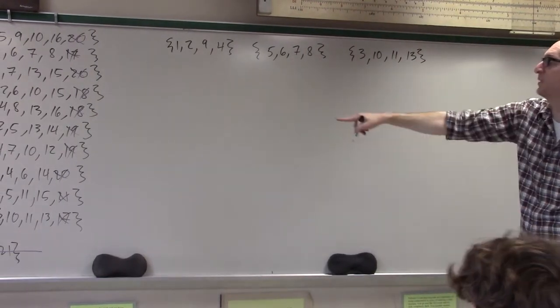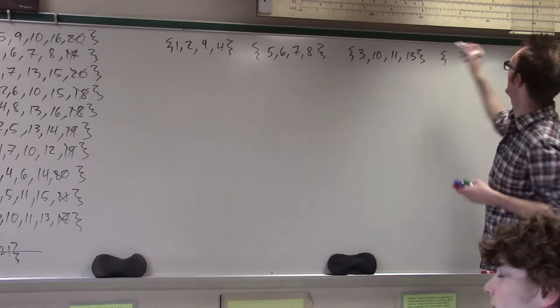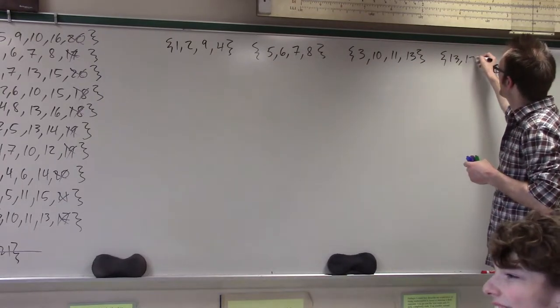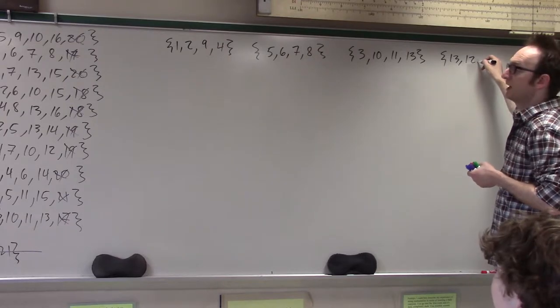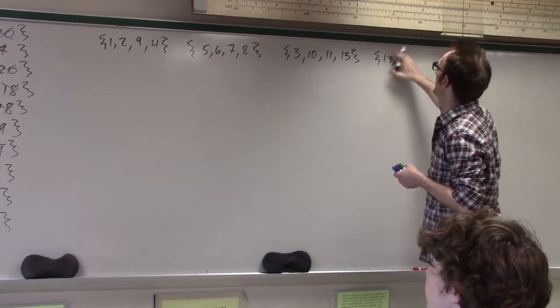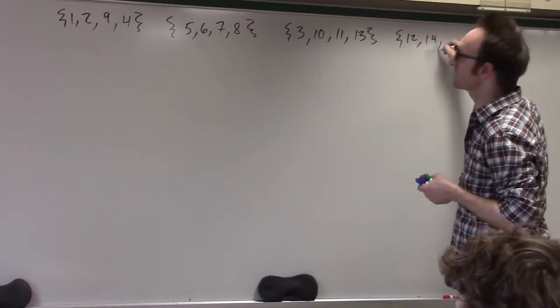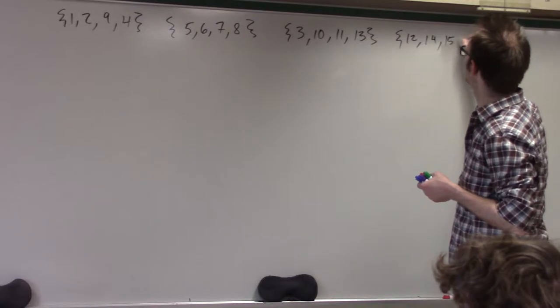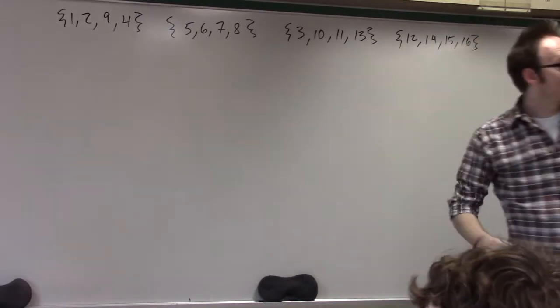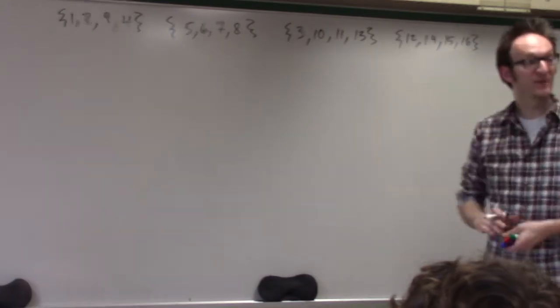And then the last purple one is 12, 14, 15, 16, which I need to be 13, I need it to be, it already is 12, 14, 15, 16. All right, good. Now, I have a problem. And so let's fix that problem now.